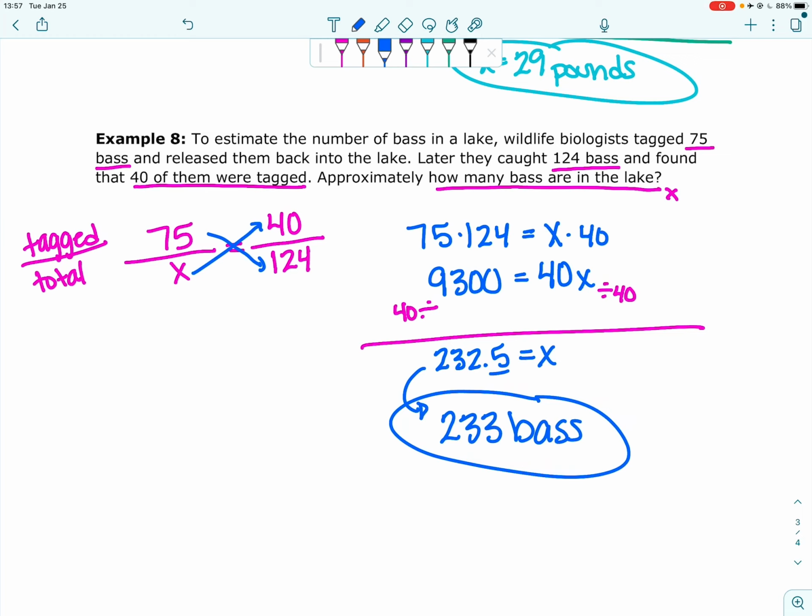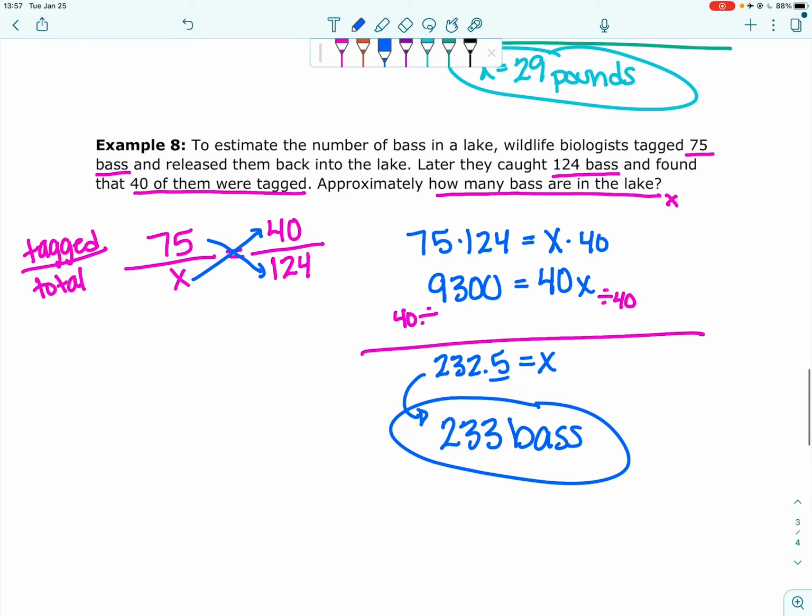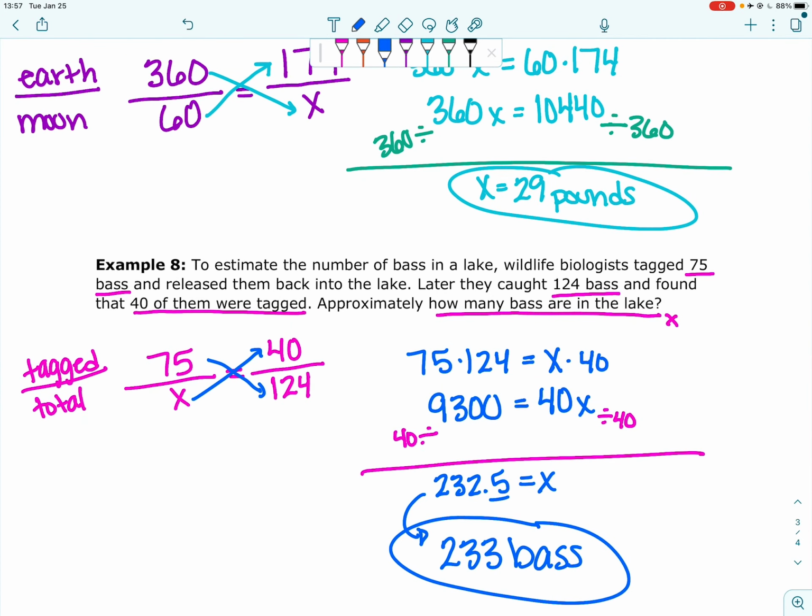So the tricky thing with these is getting it set up, but just make sure you stay consistent. If you put tagged on top, keep them on top. If you put the Earth weights on top, keep those Earth weights on top. And those are unit rates and proportions.